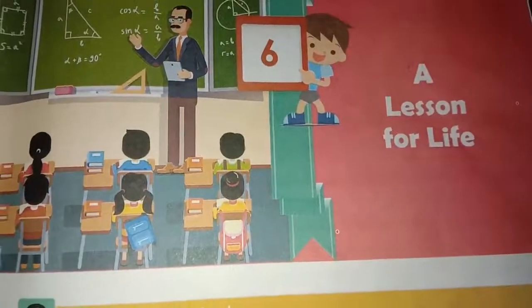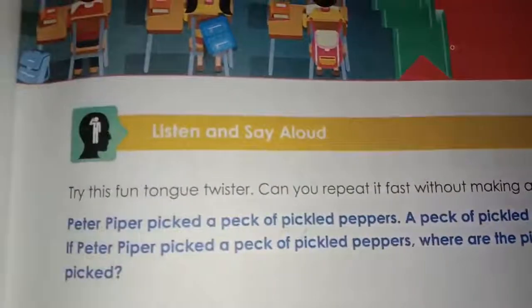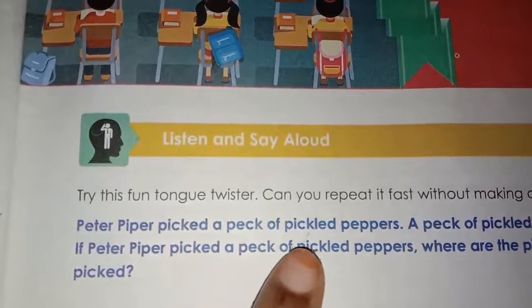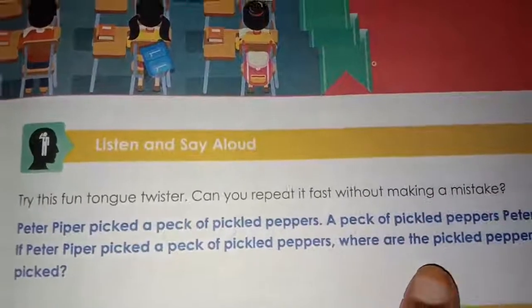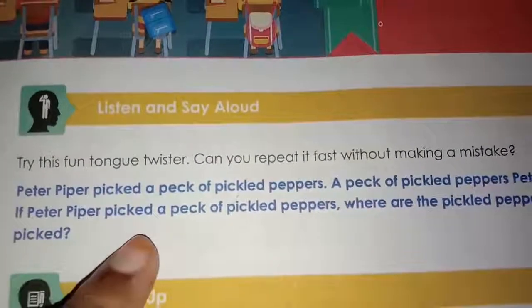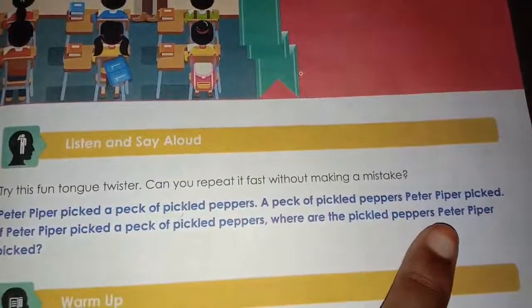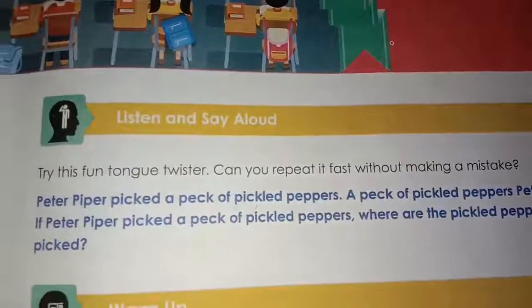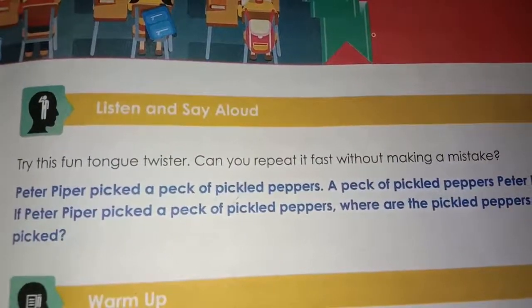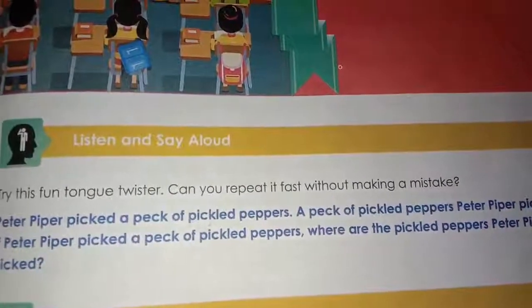Lesson number 6. A lesson for life. First, what it is there? Listen and say aloud. Yes, children. See here. It is a tongue twister. Peter Piper picked a peck of pickled peppers. A peck of pickled peppers Peter Piper picked. If Peter Piper picked a peck of pickled peppers, where are the pickled peppers Peter Piper picked? See, this you should read fast. That is only called as tongue twister. Okay, children? You try it. Okay. Now we are going to read the lesson. Take out the page number 32.